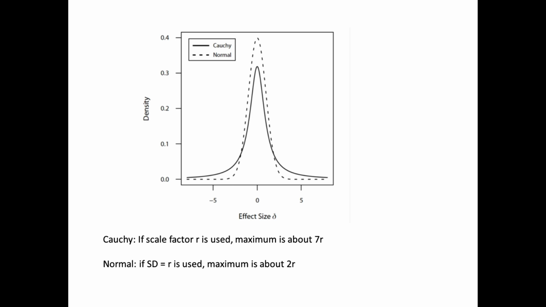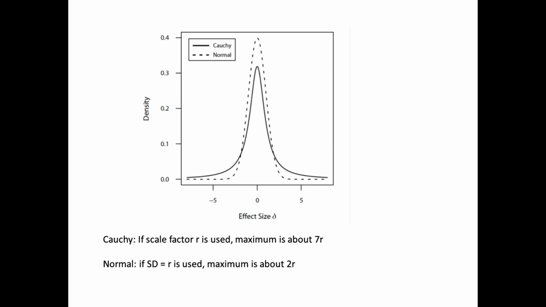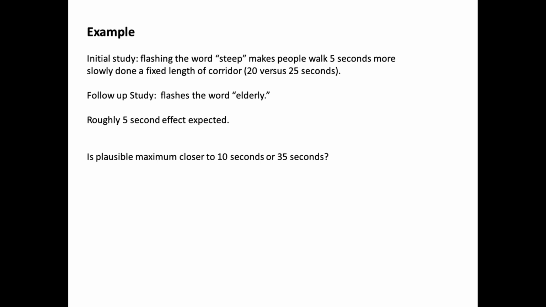If we use the same rule with the Cauchy, and you specify a scale factor R, then the maximum is about 7R because of the fat tails. So how does that affect things? Well, that's actually something that can be relevant to making a scientific judgment about how to model the situation. So if we go back to this case, where in this initial study, I just pulled these numbers out of the air, I said there's 20 seconds versus 25 seconds, so a 5-second effect. You do something relevantly similar and think 5 seconds is expected.